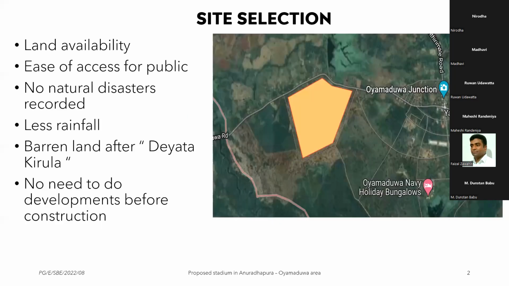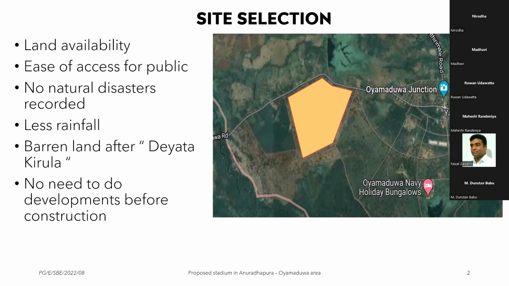Good morning, all. I'm Vijayasekara DMP. First of all, this is the site I have selected, specifically in Anuradhapura, the Oyamadu area. Why I selected this particular location is that in 2012, the Kirula, which is a national development exhibition, was held in this area. Now it is a barren land with no use, and no other structures there. Before that, the government totally developed this area in terms of road facilities.